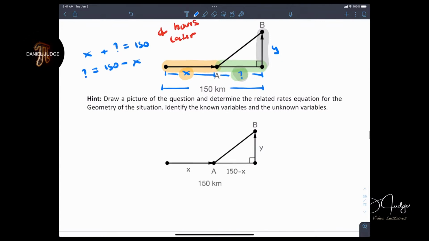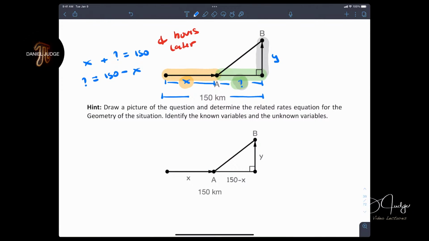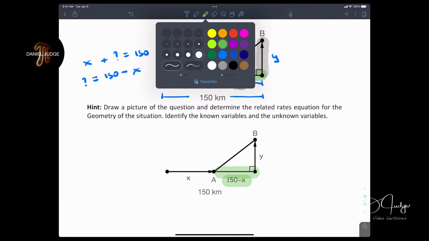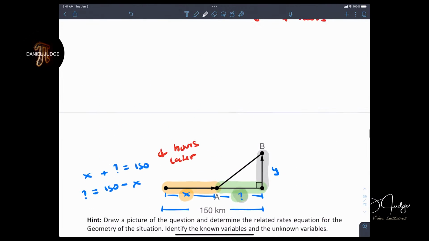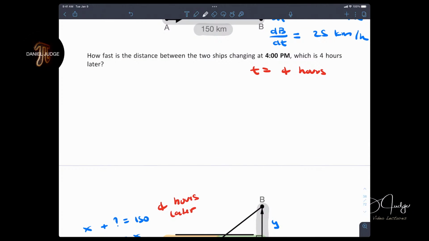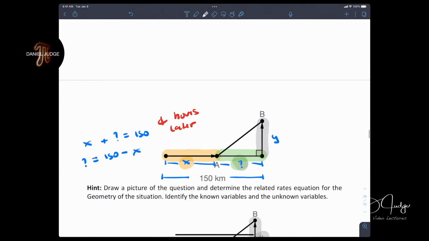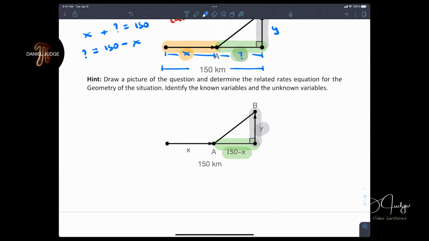So this is what I created down here as the model. I have this green distance here, 150 minus x, and maybe the gray distance here for the y variable. And they want to know, if we go back, how fast is the distance again between the two ships changing 4 hours later? So they want to know, again, over here, this distance. And that's actually going to be z. We're going to call that z here. So they want to know what dz/dt will be.